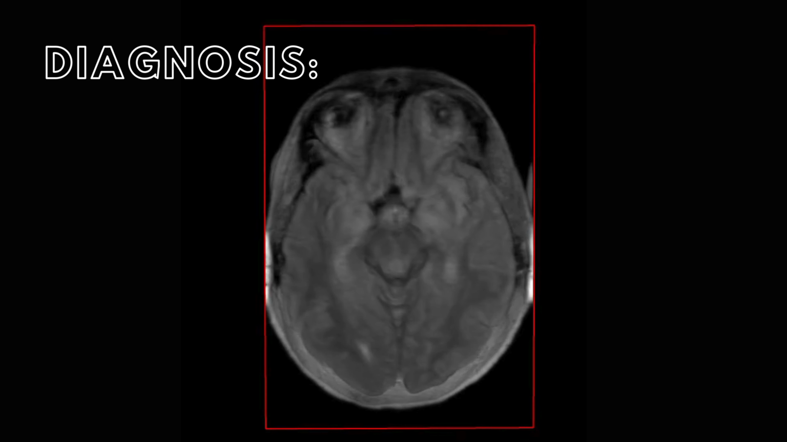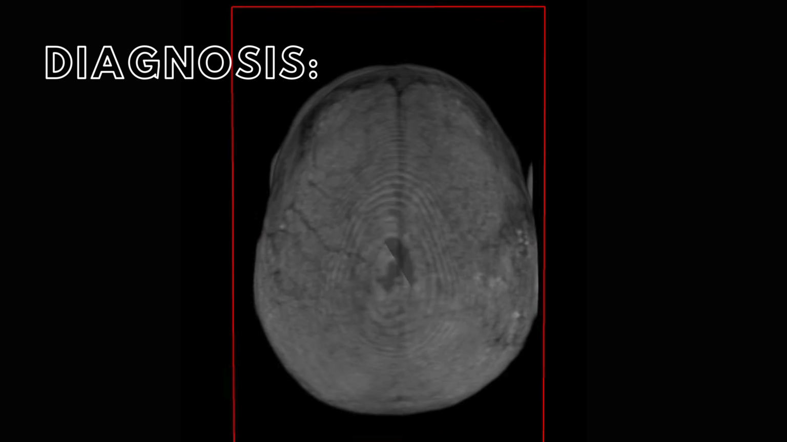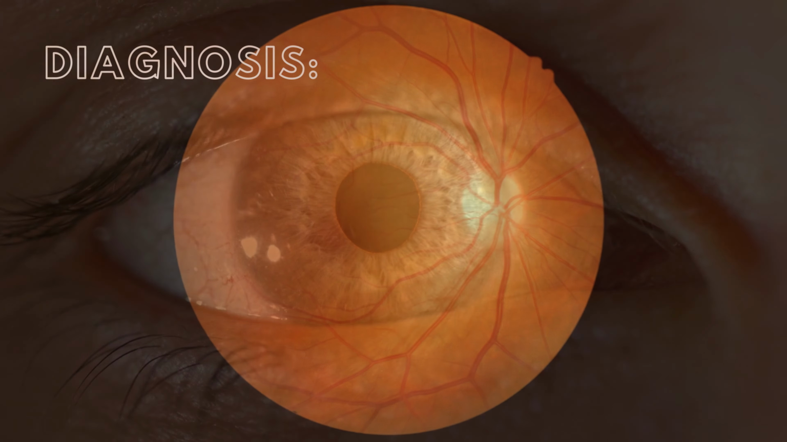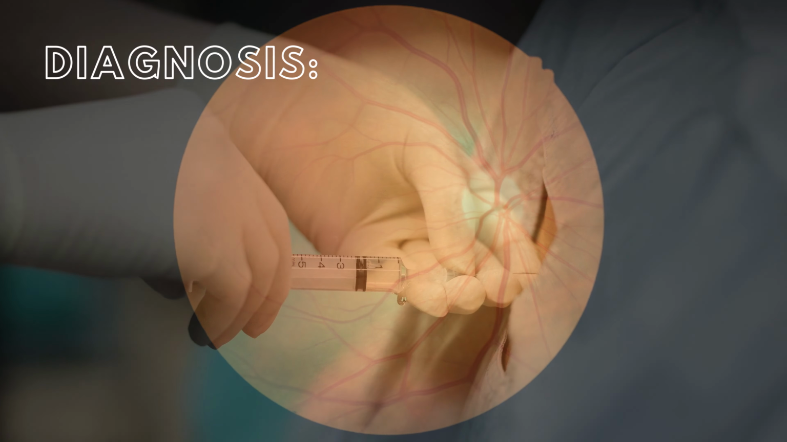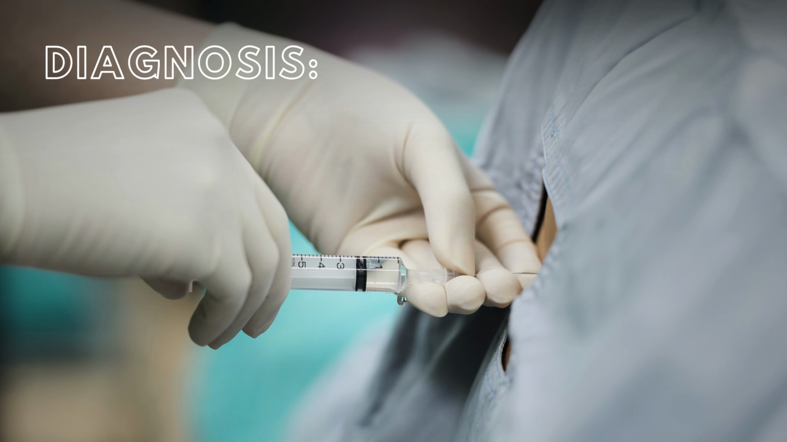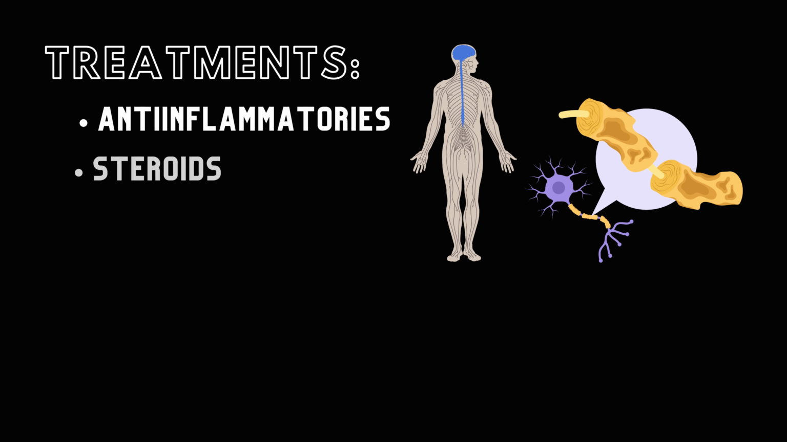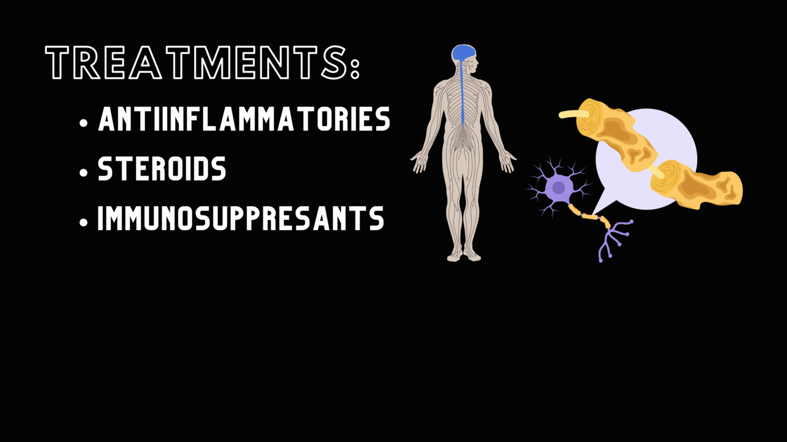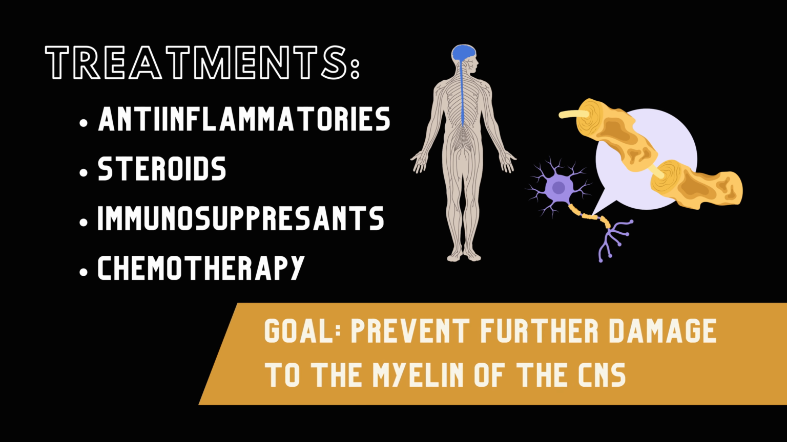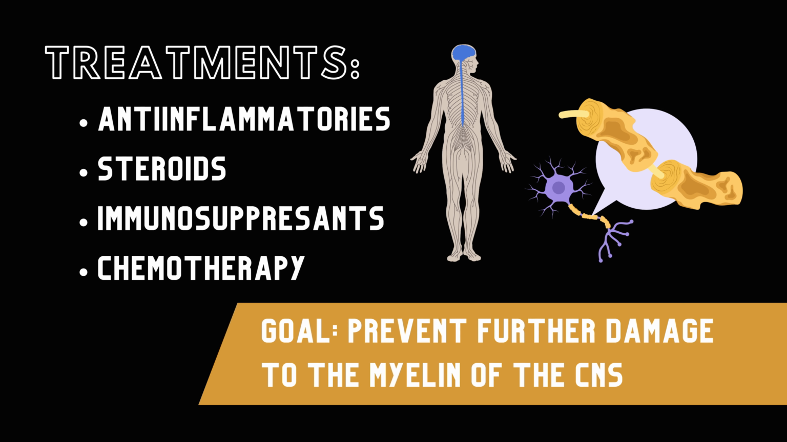MS can be diagnosed with the help of an MRI showing lesions in the brain. Retinal imaging and cerebrospinal fluid testing can also aid in early detection. Treatments depend on the severity and the progression of the disease. Anti-inflammatories, steroids, immunosuppressants, and even chemotherapy can aid in stabilizing the disease. Preventing further damage to the myelin of the CNS as soon as possible is essential.